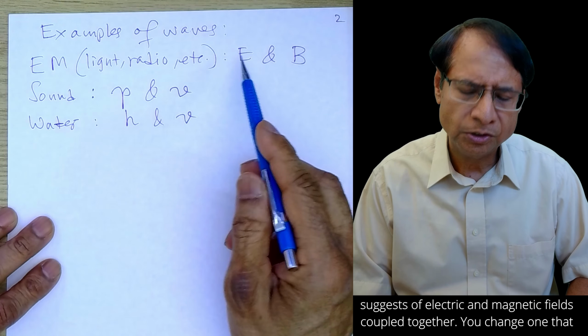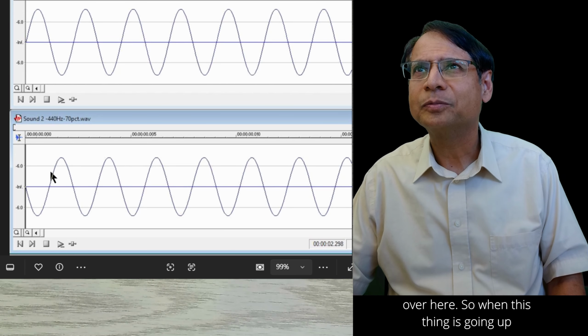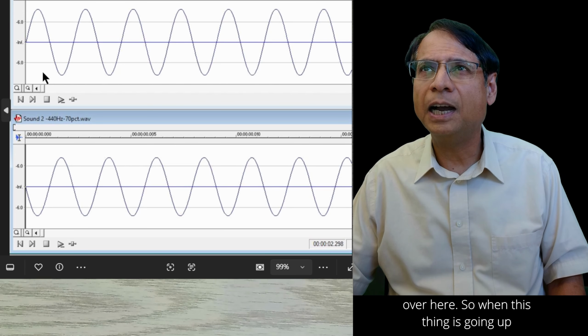You see, you added the two waves. You would expect that the sum should be more than either of them. It's actually less. So why is that? Let's take a look at the waveforms over here. When this thing is going up, this thing is going down. As a result, one is trying to increase the pressure, the other one is trying to reduce the pressure, and vice versa. When this is going up, this one is going down over here.